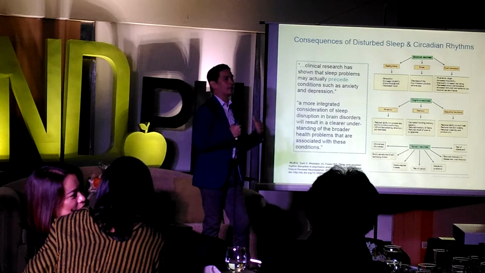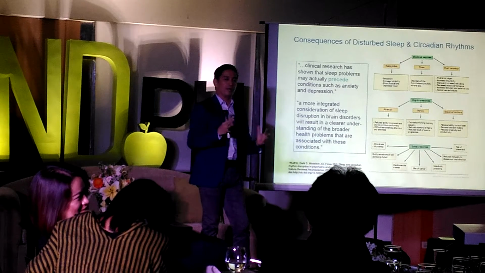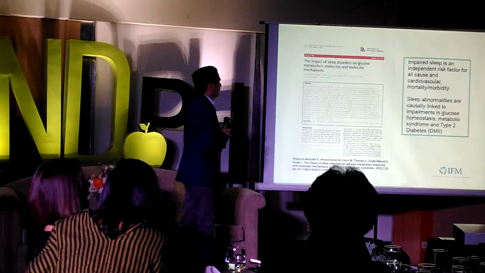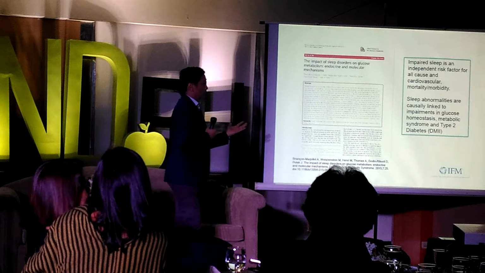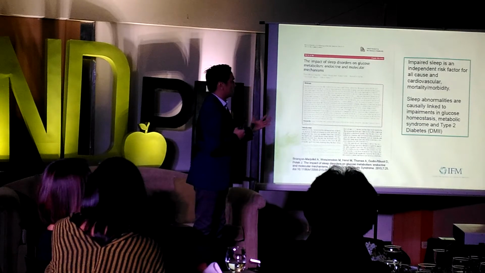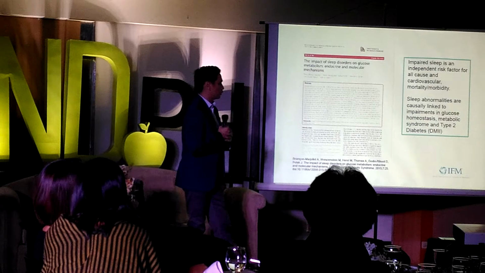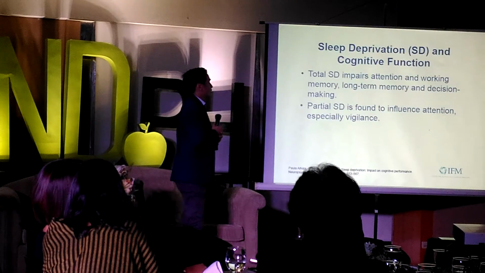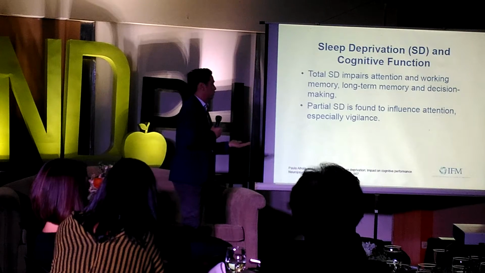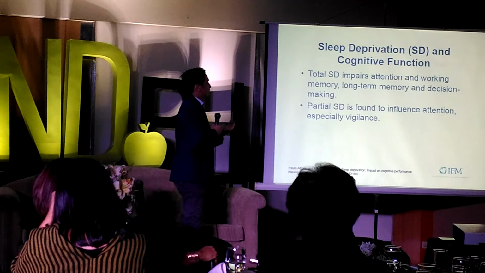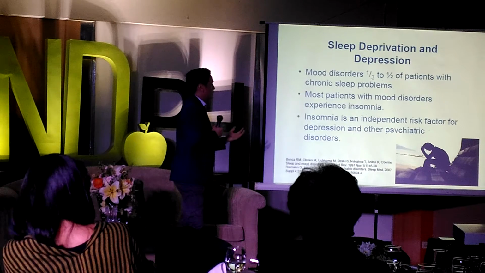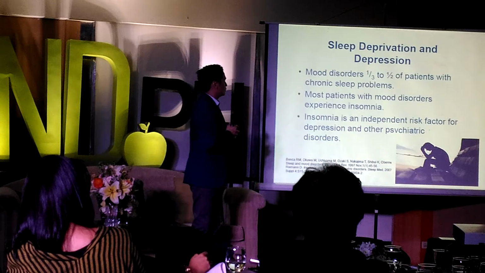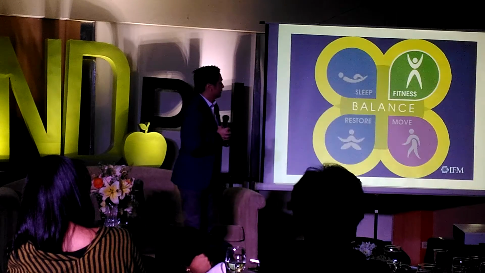So nutrition is important, but like I said, we have to balance all of this. But adequate, restful sleep is also important. So the impact of sleep on glucose. Sleep abnormalities are causally linked to impairments in glucose homeostasis, metabolic syndrome, and type 2 diabetes. So sleep deprivation affects our cognitive function. Okay, next. Even associated with psychiatric conditions such as depression.